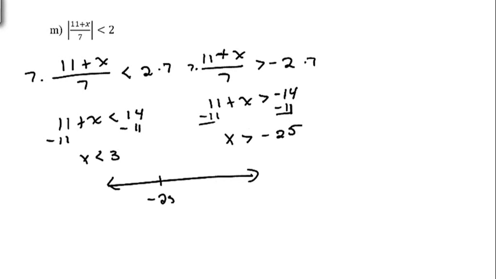Graphing this on a real number line, negative 25 and 3 are our numbers. This one says x is less than 3, round bracket, everything to the left. This one says x is greater than negative 25, so it's everything to the right. And so it's our inner interval from negative 25 to 3.